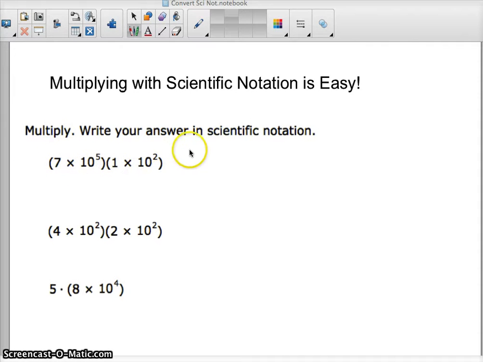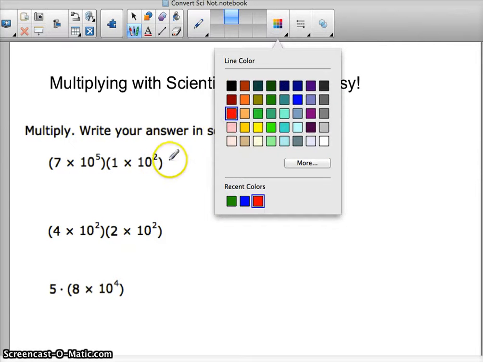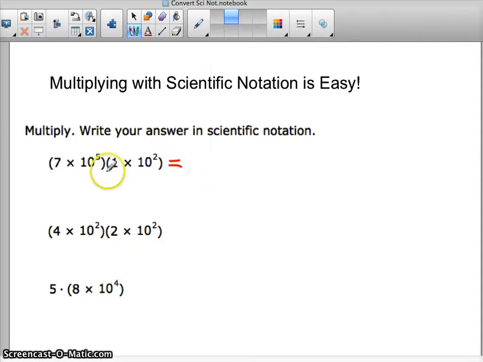What we want to do is sort them out using the commutative property of multiplication. So let's rewrite this multiplication expression, sorting out the regular numbers, 7 times 1, and then putting the powers next. Now, since both of the exponent expressions have a base of 10, we can use the product property of exponents and simply multiply and add the exponents.